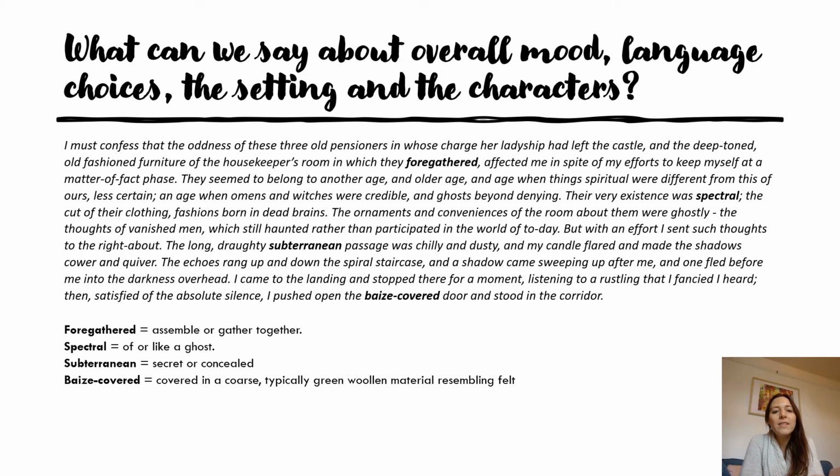And then as he progresses, he mentions omens and witches and ghosts beyond denying. He then says their existence was spectral. So it's like this idea that they're ghostly, and there's something really sinister, kind of Halloween-like, about them. And by not specifically telling us what it is, it's making us use our imaginations and making us think, well, what is it about these women that is so scary?